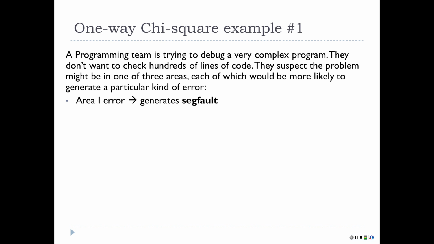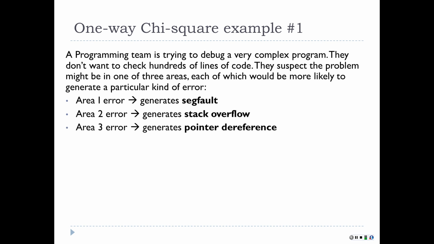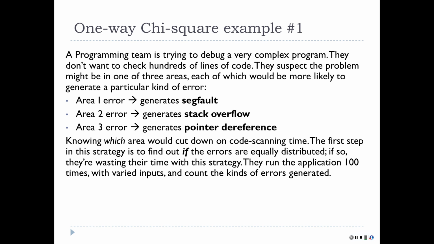So an error in, like, area 1 of the code would generate a seg fault, an area 2 error would generate a stack overflow, probably most of the time, and an area 3 error would probably mostly generate pointer dereference errors. So if there are problems in area 1, area 2, or area 3 of the code, they should be able to get an idea of where they are by looking at the types of errors that are generated when they try and run the data.